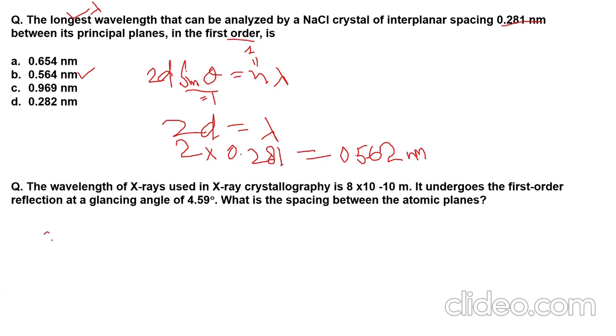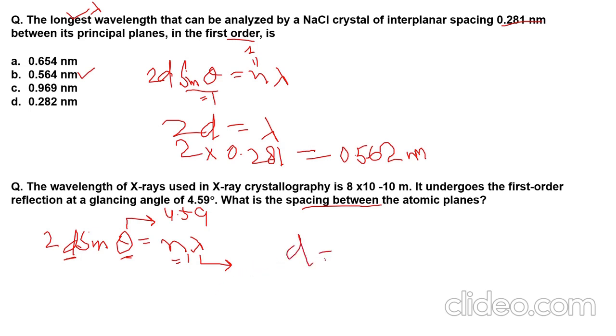Again, using the same 2d sine of theta equals n lambda, n is equal to 1. We know the value of theta is here 4.59, so you can write as 4.59. Okay, and you have to find what is the spacing between the atomic planes, so d, and you have lambda, that is 8 into 10 to the power minus 10. Okay, so you have all the values, you have to put it in the equation to find d.